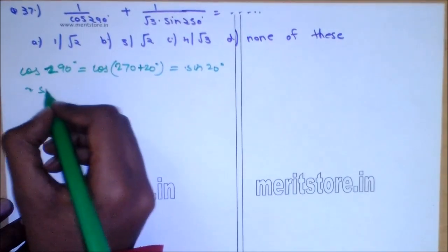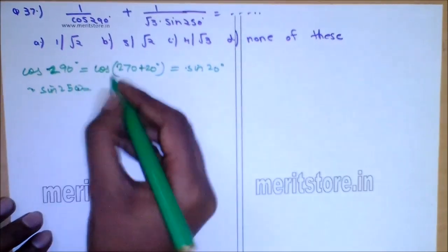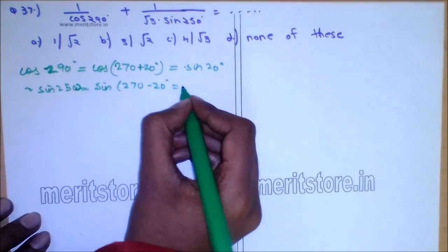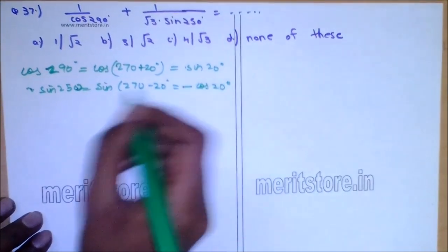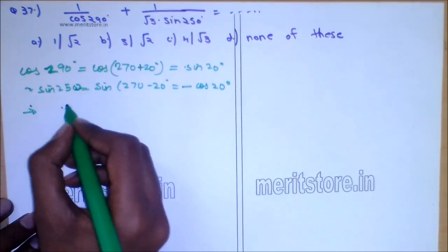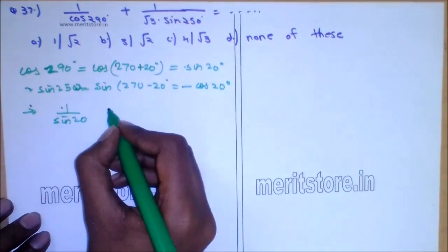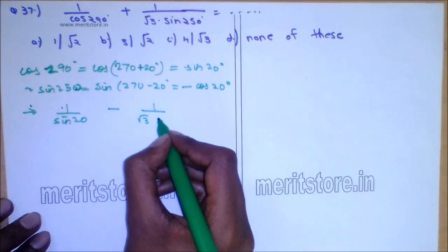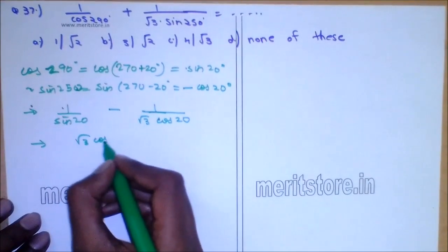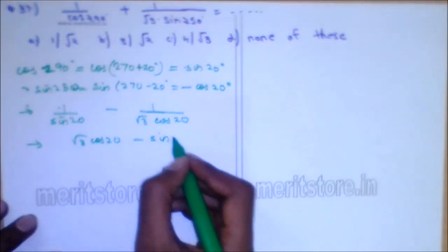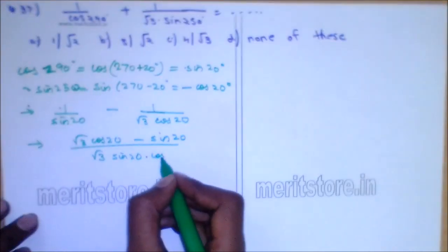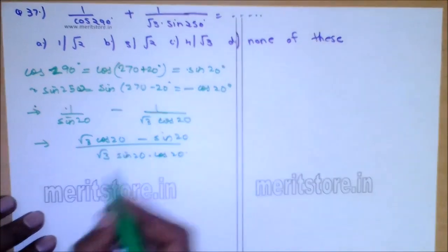Similarly, sin 250 is sin 270 minus 20 degree, which is equivalent to minus cos 20 degree. So we substitute this in the main expression. So we get 1 upon sin 20 minus 1 by root 3 cos 20. So we cross multiply, so we get root 3 cos 20 minus sin 20 upon root 3 sin 20 cos 20. Now we multiply and divide by 2.